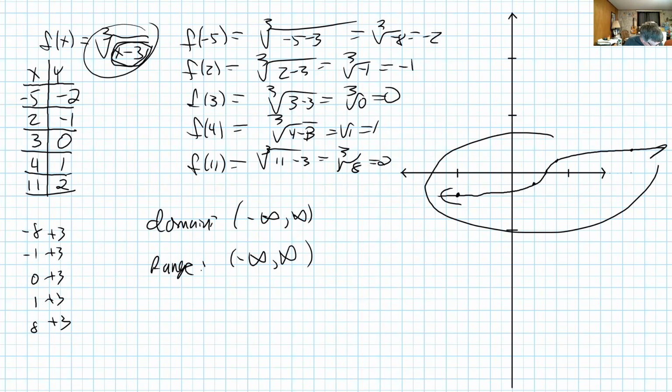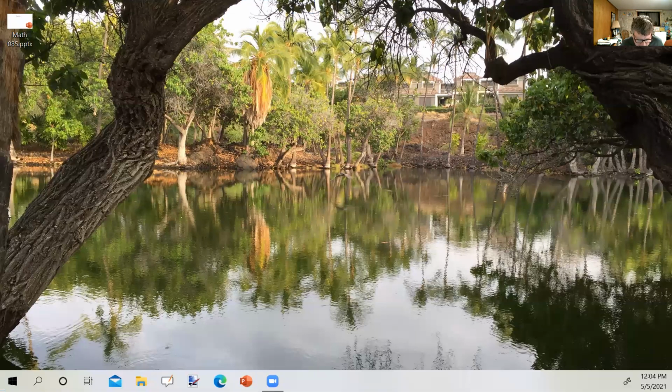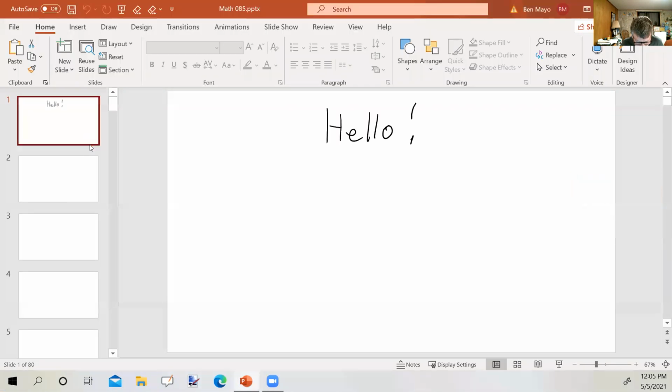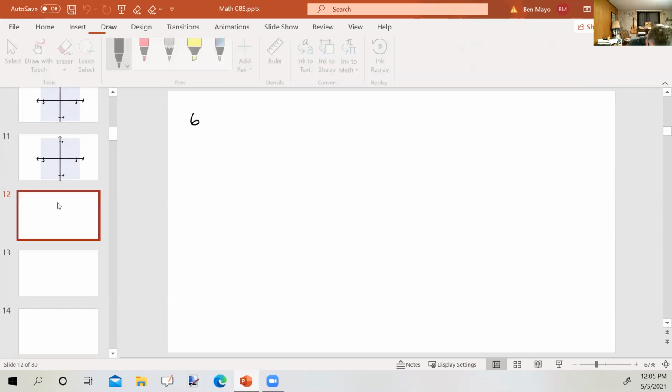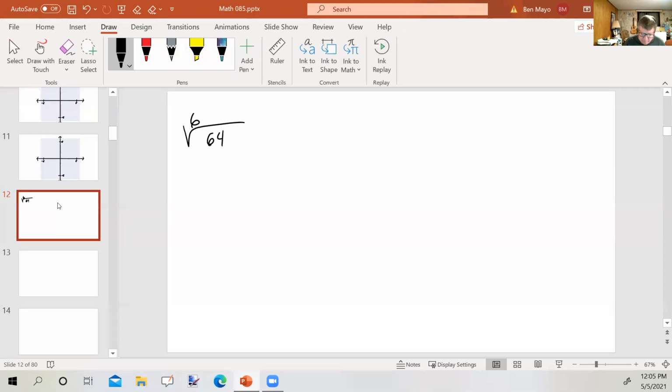Let's take a look at some more evaluations. So I'm going to get rid of that and go back here to this. It says evaluate each radical expression, if possible, without using a calculator. So we've got the 6th root of 64. So the question is, what times itself times itself times itself times itself times itself is 64?